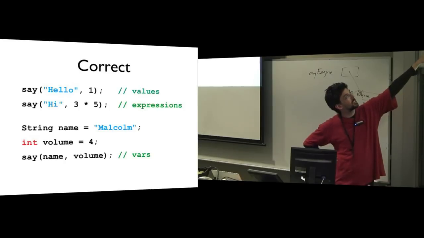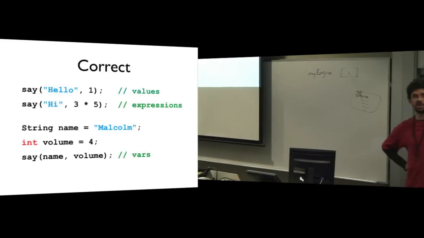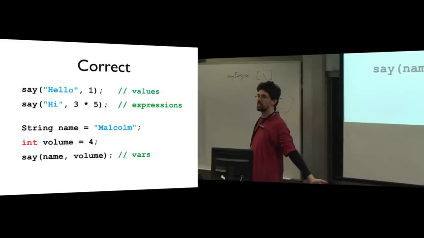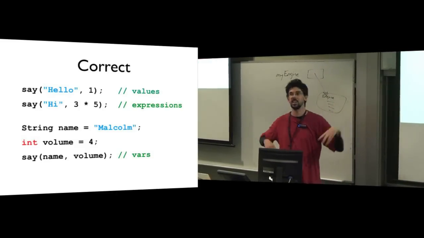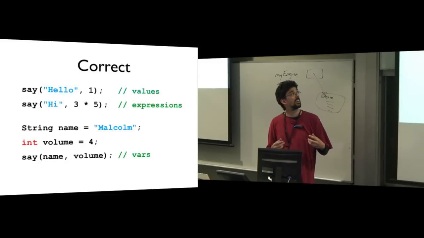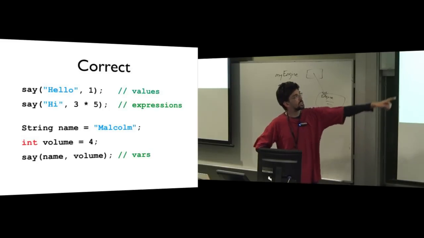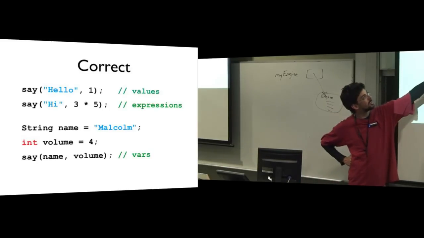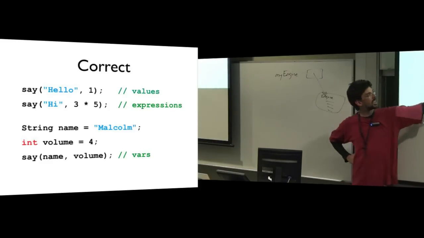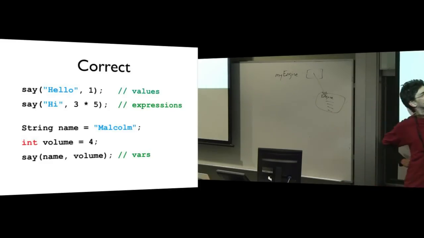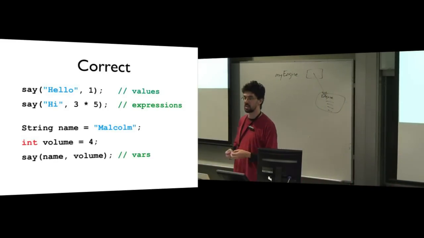They don't have to be pure values though. We could also use expressions to calculate those values. So we could pass in the string hi and the expression 3 times 5. And so when we run that method, the second parameter will be set to 15, right? When we run a method with expressions in there, the expressions are calculated first, and then the values are passed into the parameters. We could also use variables if we wanted. If we had a string variable, name is Malcolm, and an integer variable, volume, which is 4, we can pass in those. So any kind of expression which gives a string here and an expression which gives an integer there is a valid way of calling this.